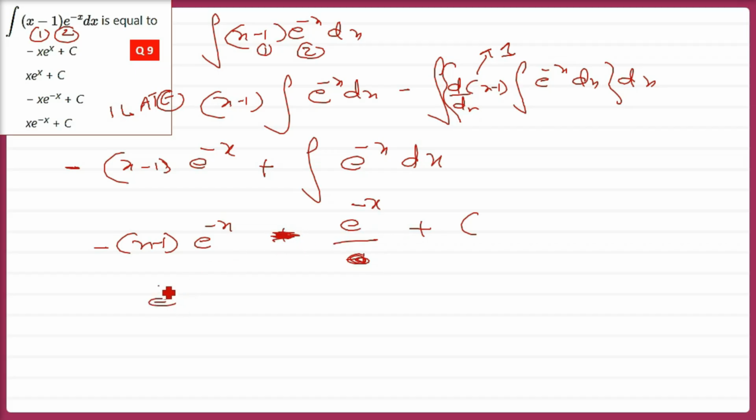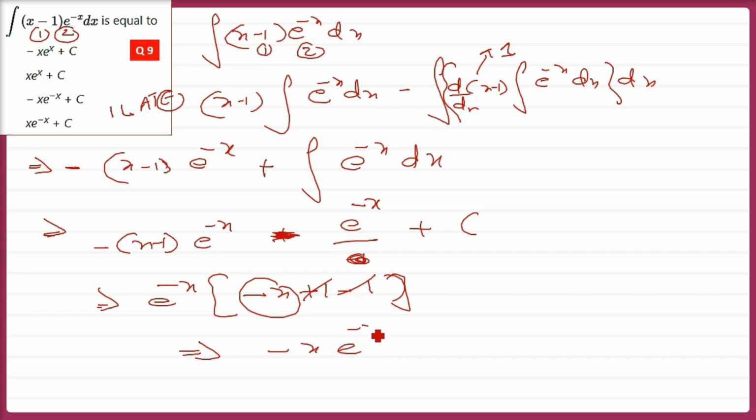So what is the final result? You can take e raised minus x common and this minus x plus 1, because you multiply minus with x minus 1, it will be negative x plus 1, and then it will be a negative 1 also inside. 1 gets cancelled, only negative x will remain. So the final result will be negative x into e raised minus x plus a constant of integration. So let me write it here. You can just see now which one of these options is matching. So negative x into e raised minus x is matching here. And that's your final answer.